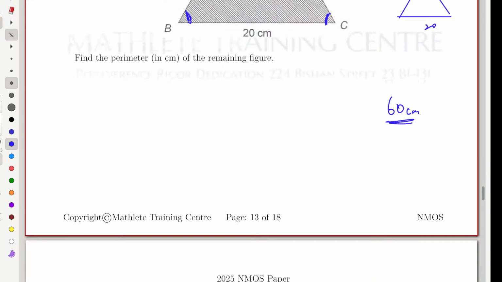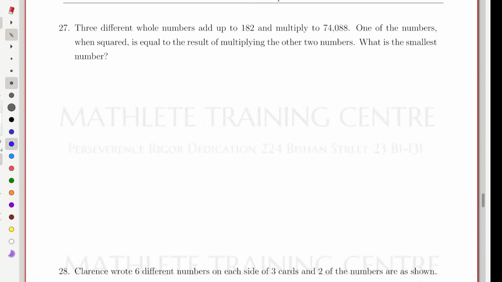Okay, let's continue. Question number 27. We have three different whole numbers that add up to 182 and multiply to 74,088. Wow, that's a very big number, right? Then I say one of the numbers when squared is equal to the result of multiplying the other two. Okay, so let's say that I call them A, B, C. One of the numbers when squared is equal to multiplying the other two. So let's say we call A squared equals B times C.